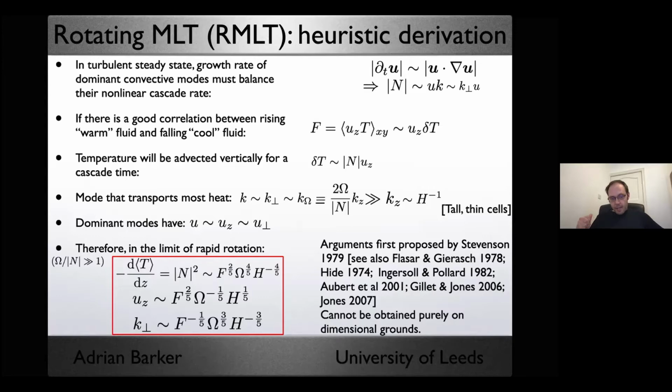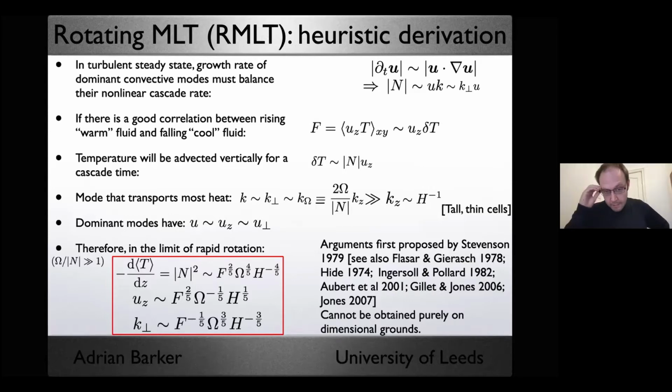So note that this is a positive power of the rotation rate, indicating that rotation tends to inhibit convection, and it requires a larger temperature gradient to transport the same heat flux. And similarly, we can show that the wave numbers then scale with omega to the 3/5 in this scaling as well.